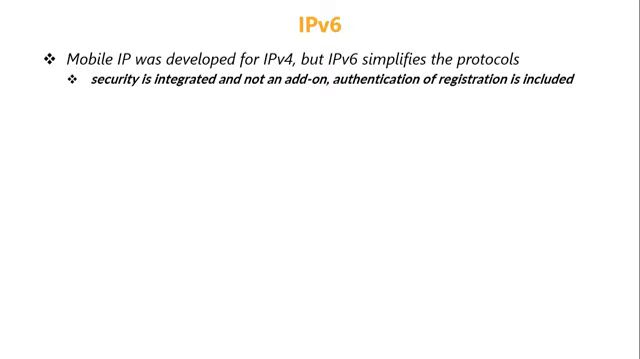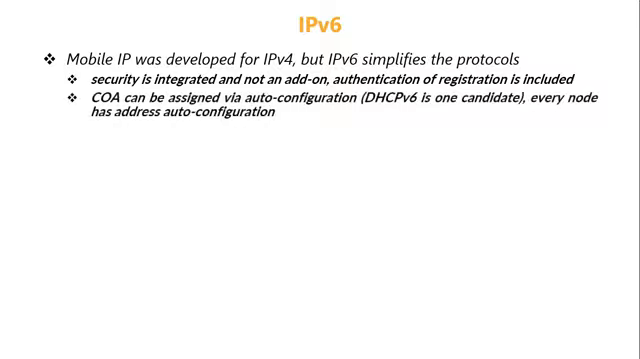Authentication of registration is included in IP version 6 as a default. That is, whenever any mobile node moves away from its home network, it should register with the foreign agent, and that information should be updated to the home agent also. That process is already a part of IP version 6.